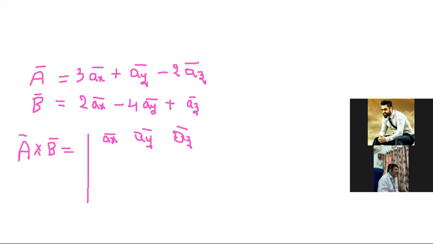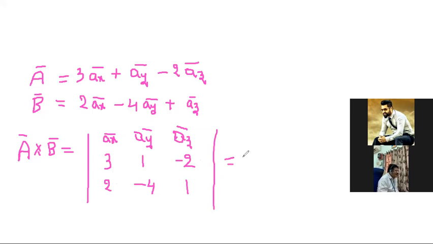Okay, you can take it as i, j, k. See, the determinant of this 3 by 3 matrix. Here the x component of A I am representing as 3, the y component is 1, and the z component is taken as -2. Similarly here 2, -4 and then 1. So A cross B is nothing but the determinant of this 3 by 3 matrix.